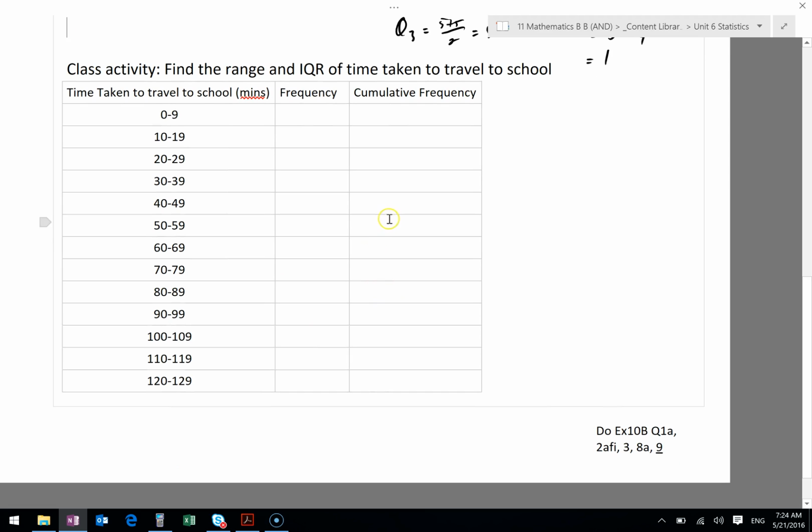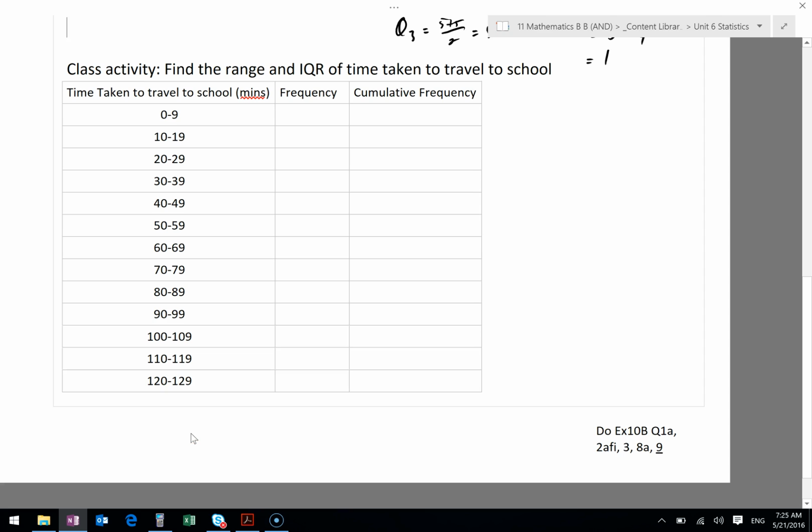We will do this activity in class, where we'll get some tabulated data and we'll try to find the range and the interquartile range of the time taken to travel to school. We'll see what sort of times it takes you guys to make the trek to school.